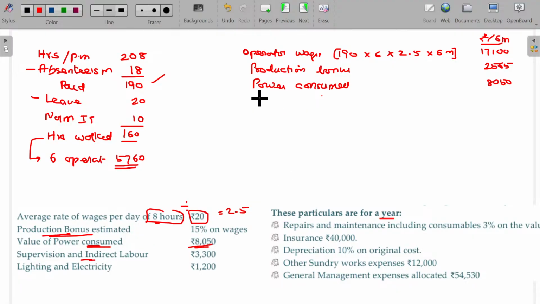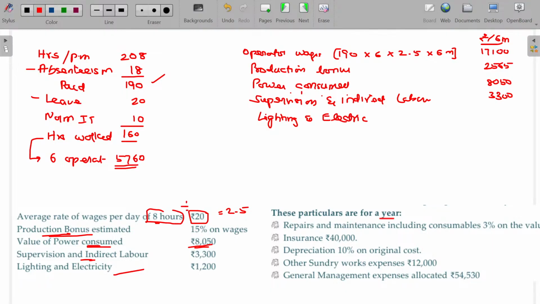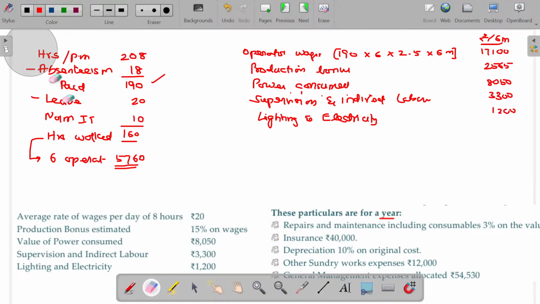Supervision and indirect labor, value being 3300. Lighting and electricity, 1,200. This one is completely over.